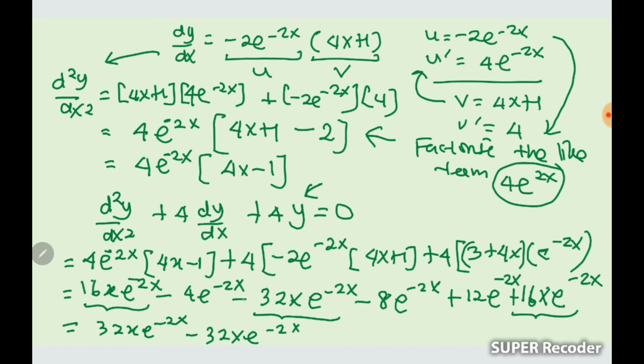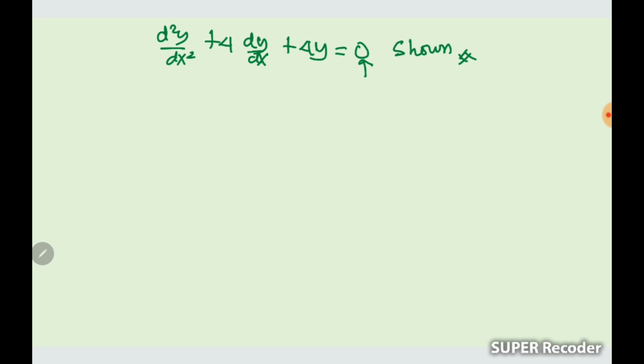Now I will collect the second term, this one, e to the power of negative 2x here, where you will get negative 4 minus negative 8, you will get negative 12. Negative 12 e to the power of negative 2x. Then you have 12 e to the power of negative 2x. The conclusion, that is d squared y dx squared plus 4 dy dx plus 4y equals 0. We just get 0 just now, so shown. Okay, you have to write the word shown there.